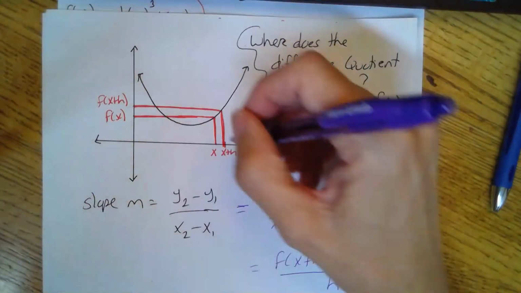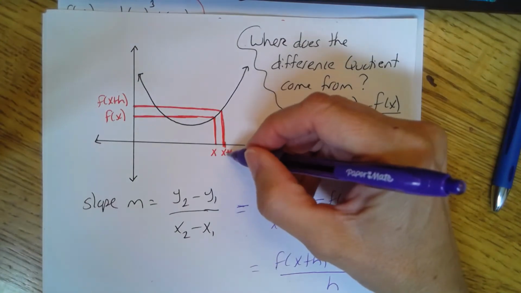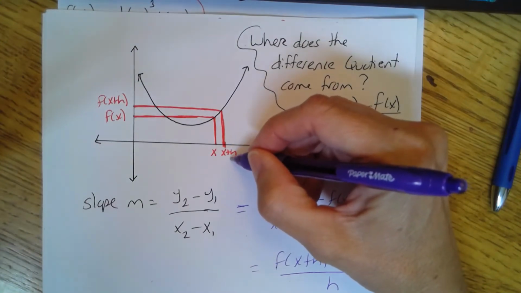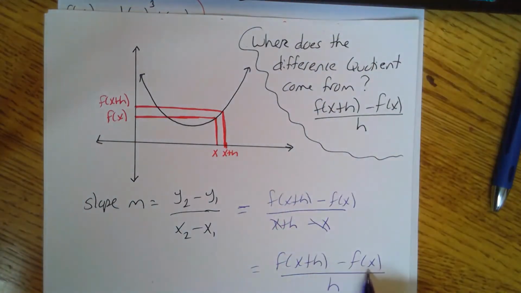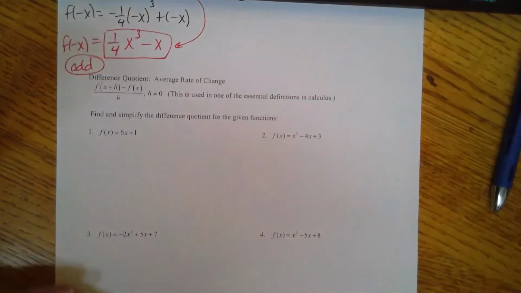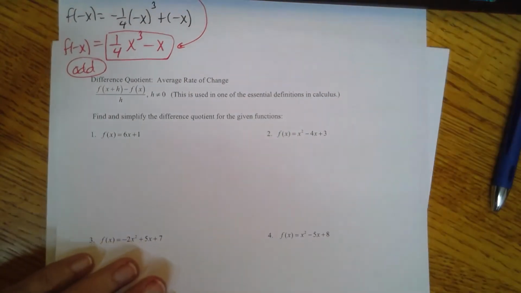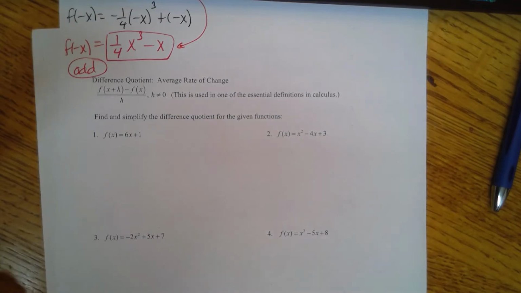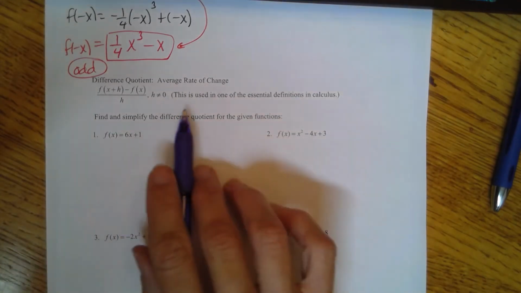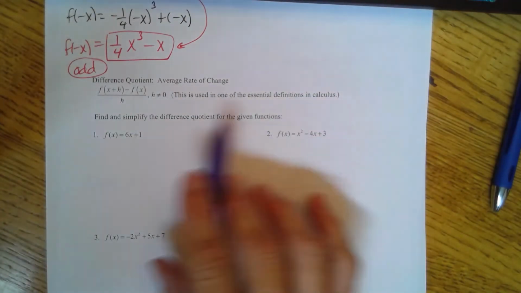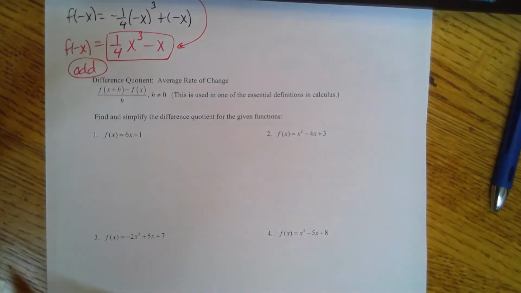And as you travel along, as long as you have an x value and another value very close to it, that plus h value, then you can use f of x plus h minus f of x all over h to find the difference quotient. So the difference quotient is the average rate of change. We don't call it slope because it does change and slopes do not. So this is one of the essential definitions in calculus. So if you're going on to calculus, you will need to know it.